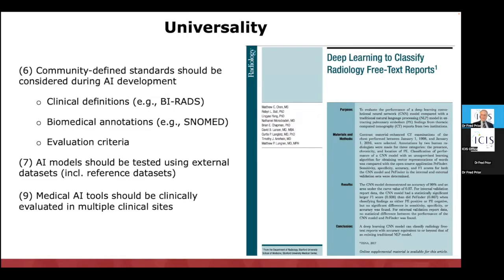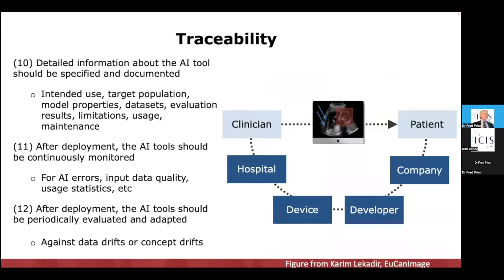So that's universality. Traceability has to do with how well it's documented, how well we have looked at the intended use, the target populations, after deployment, this continuous monitoring that we saw with both the Stanford recommendations and the FDA. And going through this entire life cycle that repeats, right? And so being able to trace what's happening to the algorithm throughout that entire life cycle.